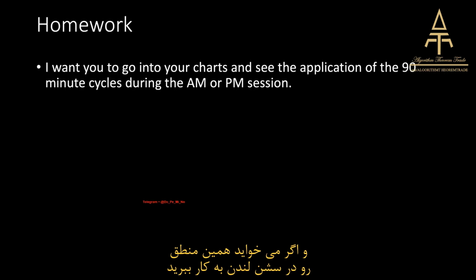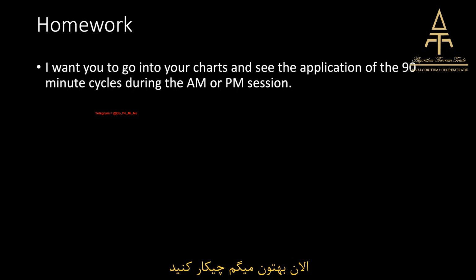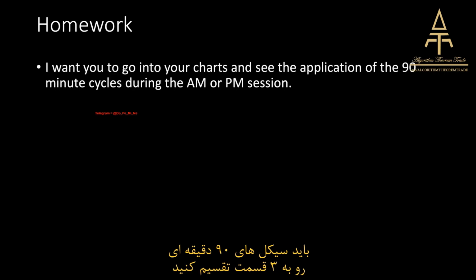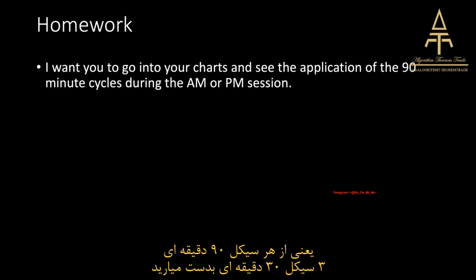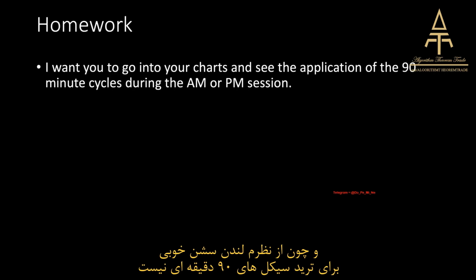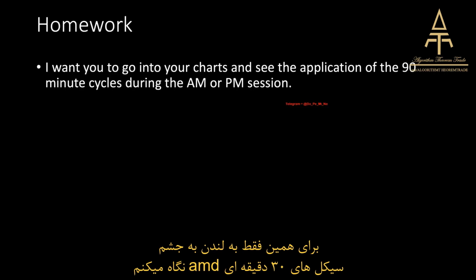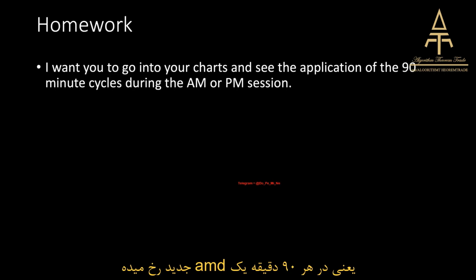If you want to apply the logic shared to the London session, I will share with you now how you can do so. What you can do is divide the 90-minute cycles by 3. What you then get is, for one 90-minute cycle, you get three 30-minute cycles. Since London is, in my opinion, not a favorable session to trade when it comes to the 90-minute cycles, the only way I would look at London from a scalper's perspective is by looking at 30-minute cycles and 30-minute AMD cycles. So within every single 90-minute cycle, you have again AMD that occurs.